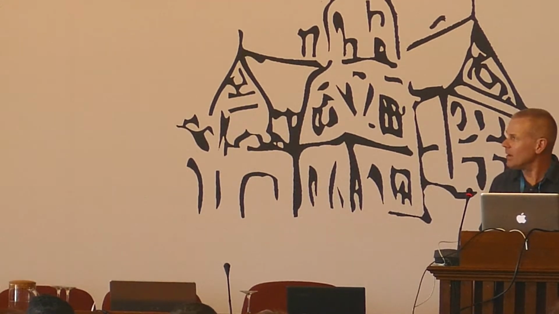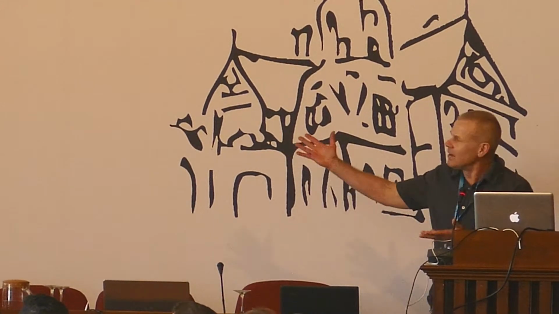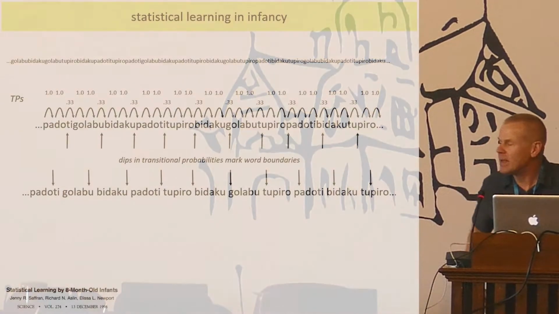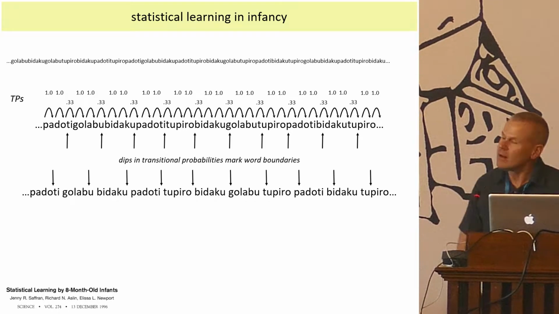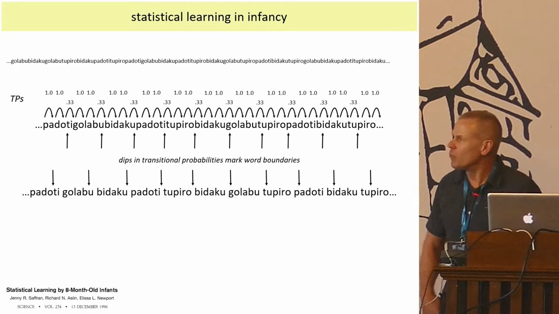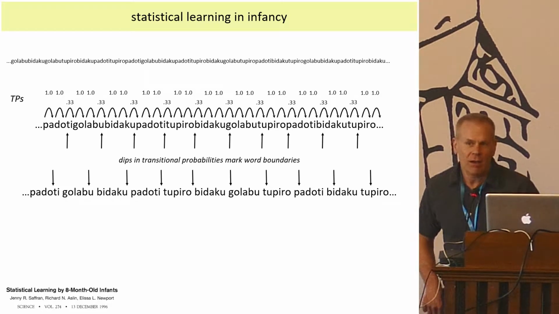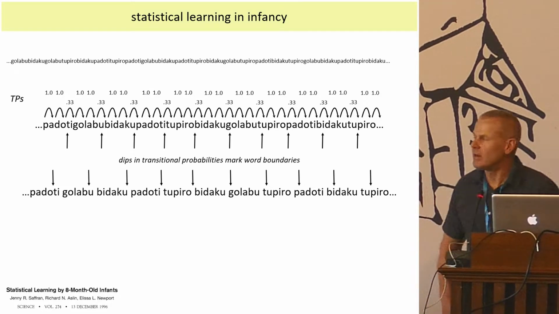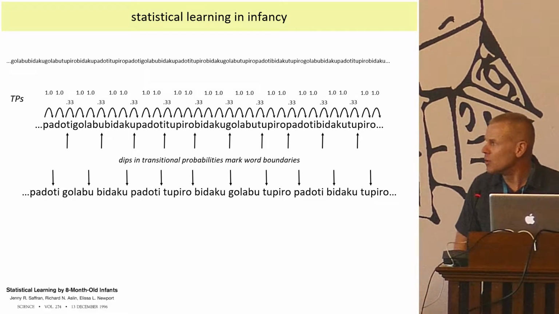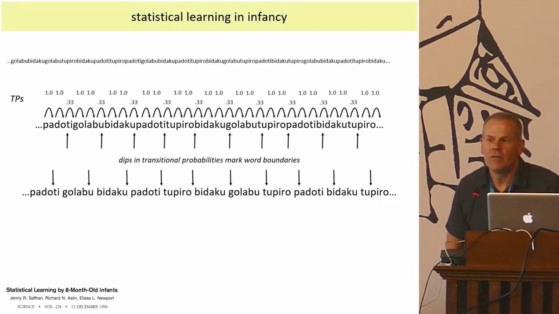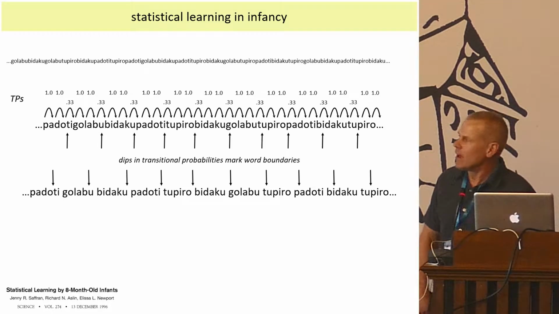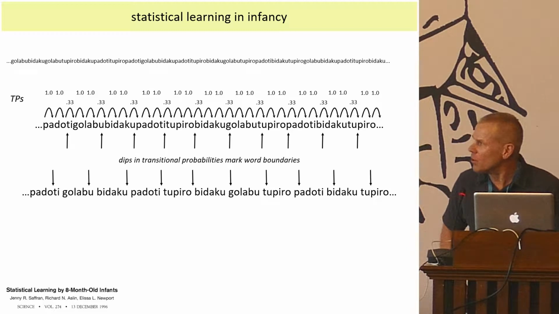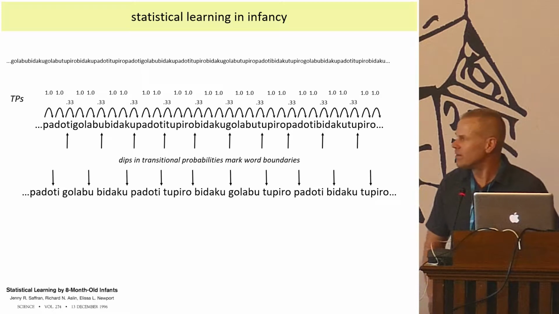So I think I'll introduce statistical learning with this slide here, picking up on some of the themes that you heard already. So this represents the computer-generated speech stream that was used in one of the best-known statistical learning studies that we all know and love by Saffran, Aslin, and Newport, consisting of this concatenated set of syllables that turns out to actually be pseudo words. So it would be something like golabu, tupiro, bidaku, et cetera, et cetera.